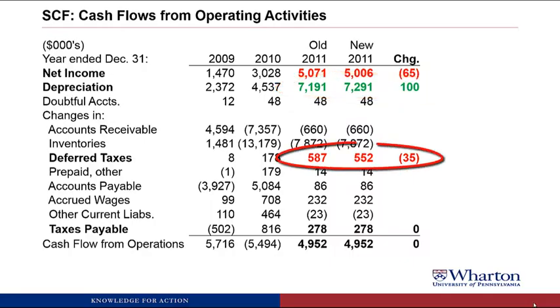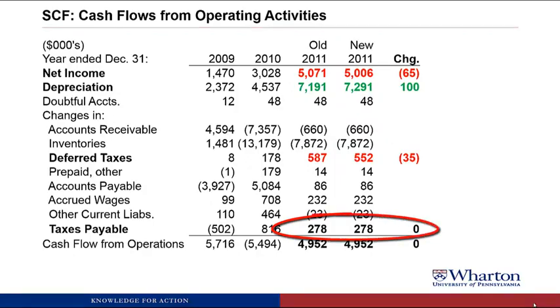And then the deferred tax liability went down by 35. If a liability goes down, we subtract it in the indirect method of the operating section. So deferred tax liability goes down from 587 to 552 when we subtract out that 35. There's no change in income tax payable because our change in depreciation for the books did not affect taxes that we owe the government, so there's no change here.